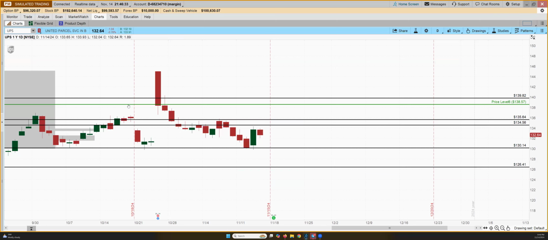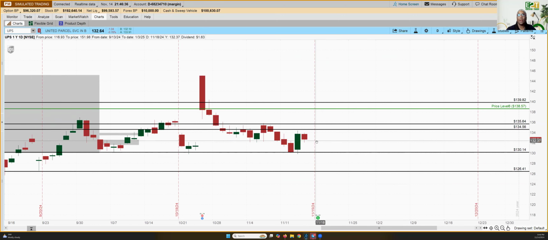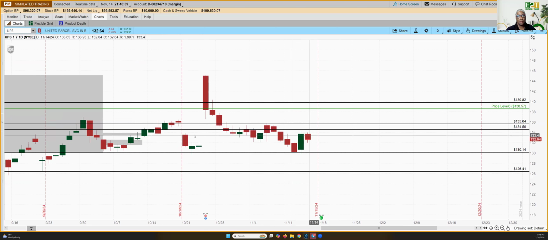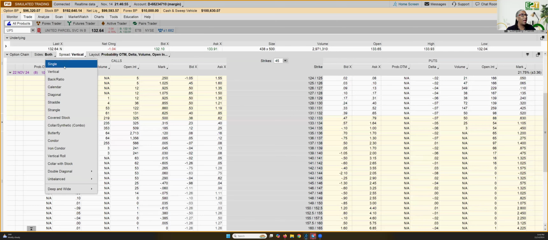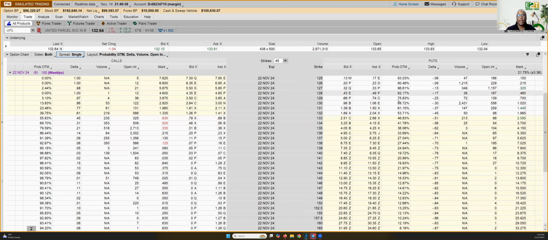Lisa, you had asked about UPS earlier, and from what I can see here, UPS is in a consolidation area as well. Looks like 130 is the bottom and 135 would be the top. If you're looking at something for next week, you've got 75 at 129, 130 is what we saw as support, so 128, 129, and over here would be 135. So 129 and 135.